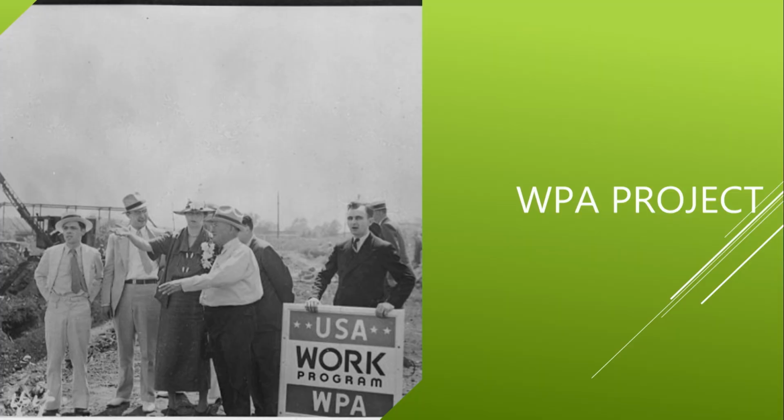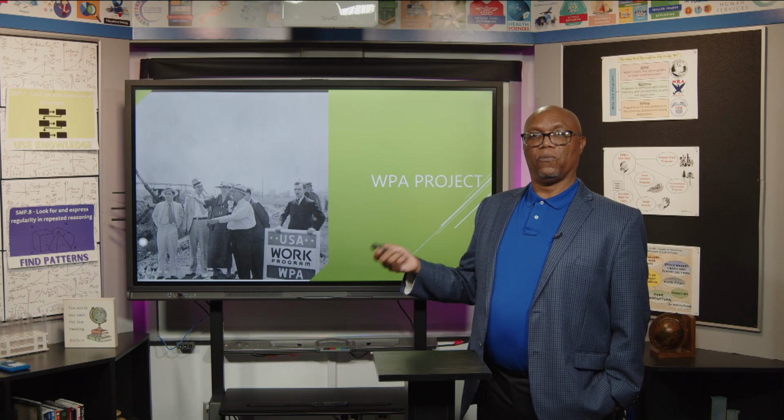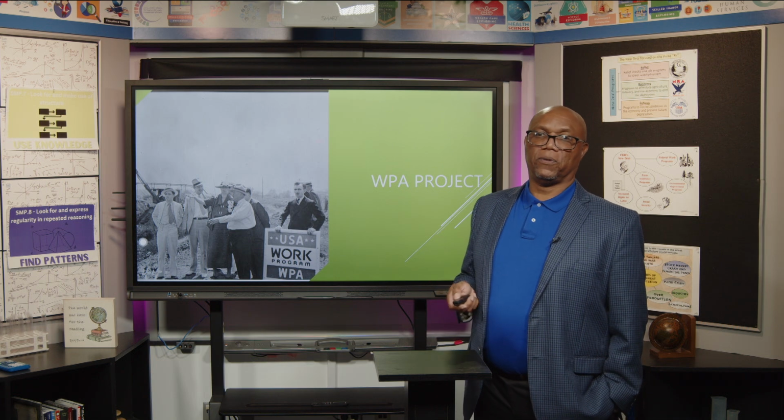Here's a picture of a WPA project, and you'll notice right here in the middle is Eleanor Roosevelt. And once again, she takes on a role for FDR as the presidential spouse, where she does things for him that he can't do for himself. In this particular case, traveling to this particular area where this WPA project is taking place.